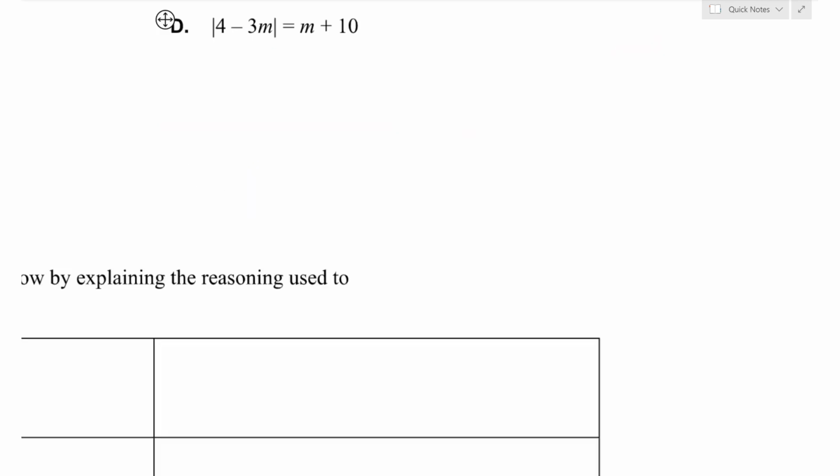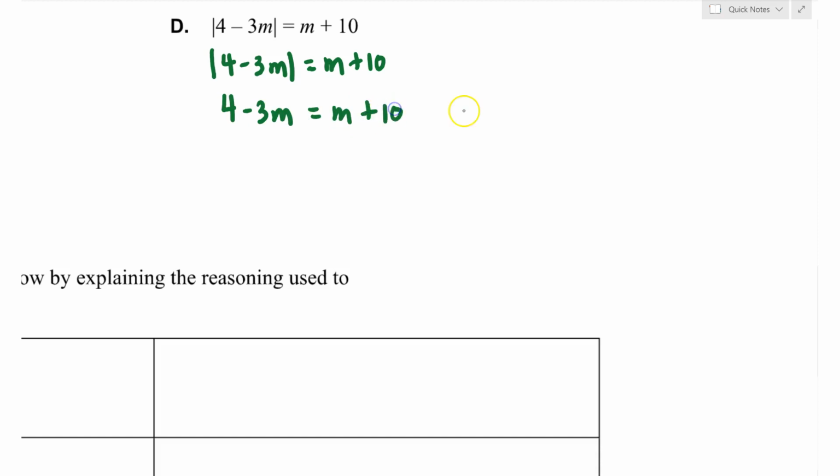So we're going to solve this absolute value equation. And we have the absolute value of 4 minus 3m equals m plus 10. And we can have two possibilities. So we have 4 minus 3m equals m plus 10, or 4 minus 3m equals negative m minus 10.